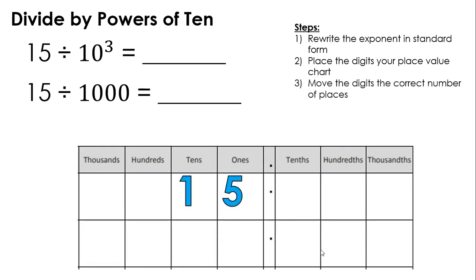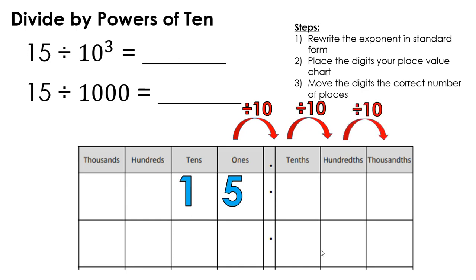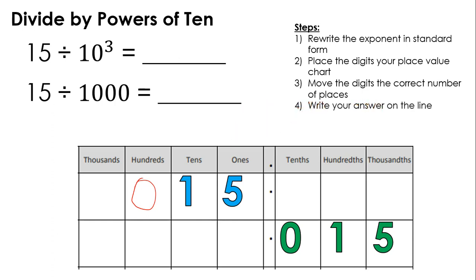We're dividing by 1,000, so that means we're going to be moving the digits 3 places to the right. 10 times 10 is 100, times 10 is 1,000, which is why we're moving them 3 places. So the 5 is now in the thousandths place, and the 1 is in the hundredths place. Here, we know that if there's 0 hundreds, that now there's going to be 0 tenths. Remember, if there's a blank space in your place value chart, that just means there's 0 of that place value. So our final answer is 0 and 15 thousandths.